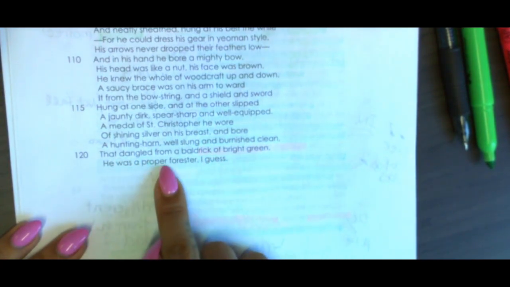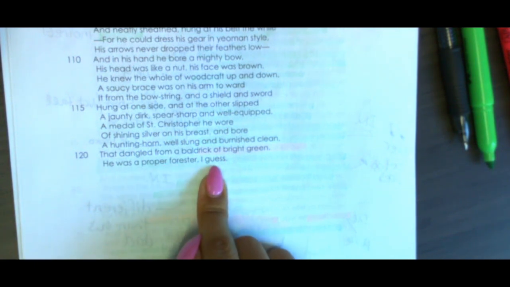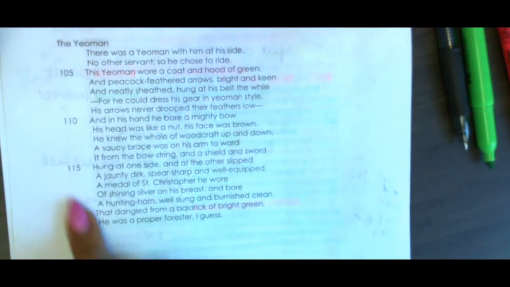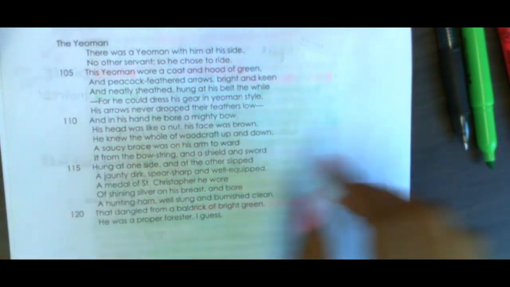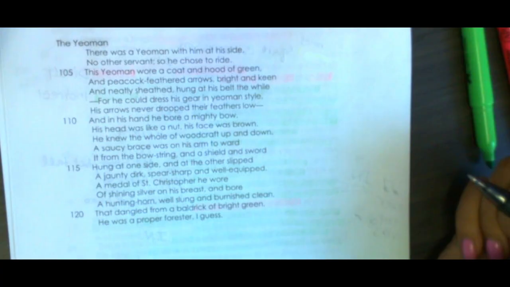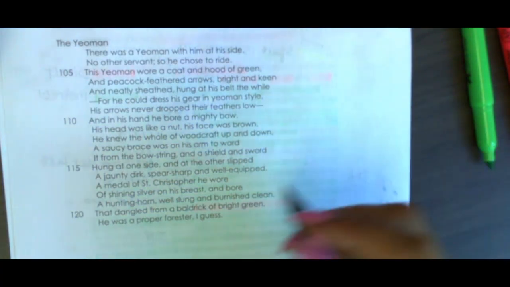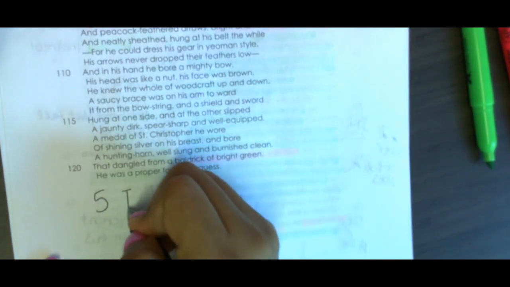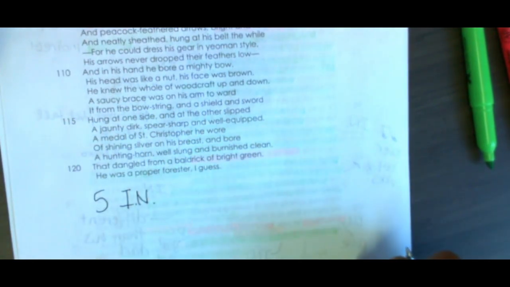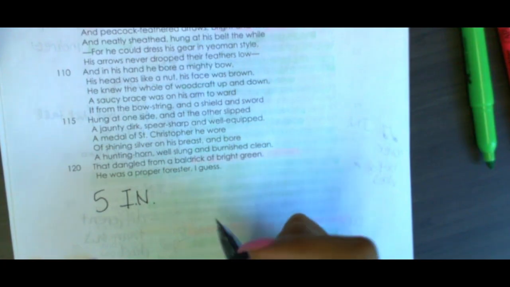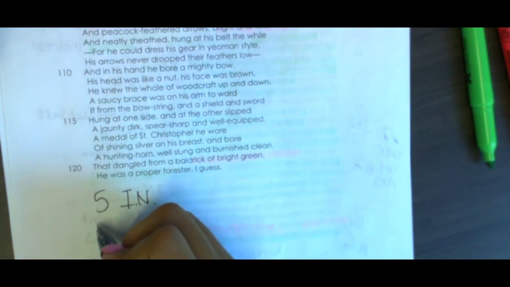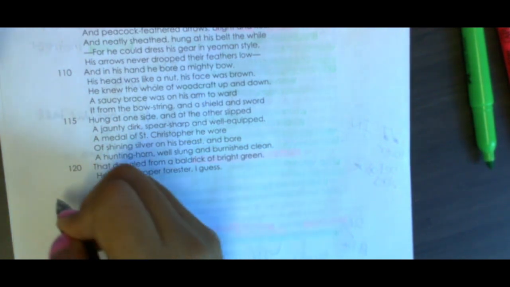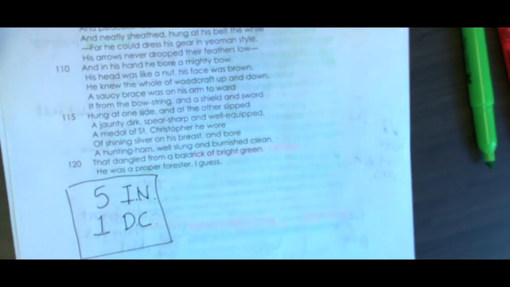He was a proper forester, I guess. So you go back in. If you don't know what some of these words are, Google them. Come bother me. Come harass me. But let's try to find, how about 5 indirects and at least 1 direct characterization. There's your clue. Try to find those.